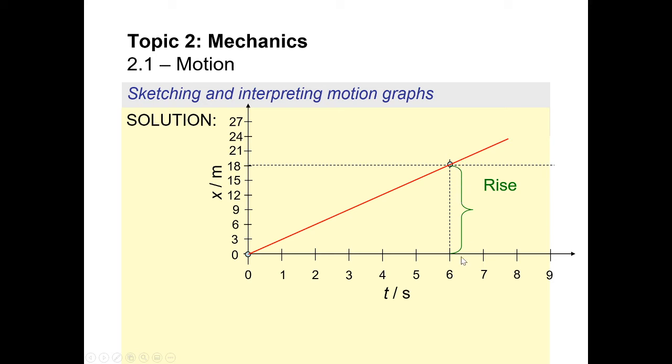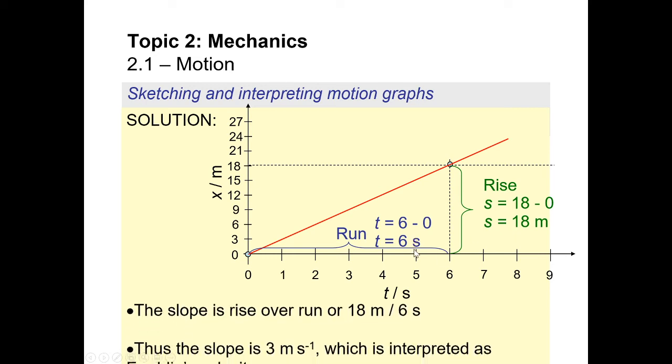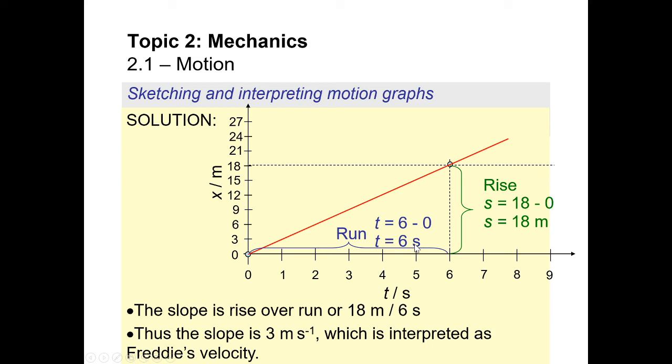Okay, so here's the rise of that graph, and there's going to be the run afterwards. So the rise is 18 meters, the run is 6 seconds. So rise over run is 18 meters over 6 seconds. That's 3 meters per second. That's velocity. So the slope of a displacement time graph is velocity.